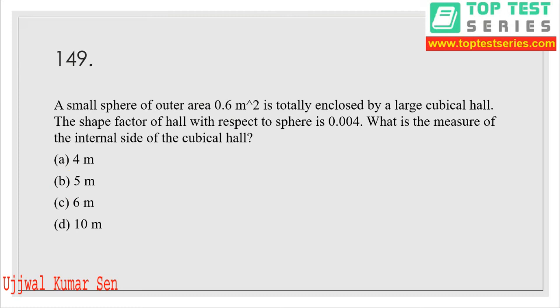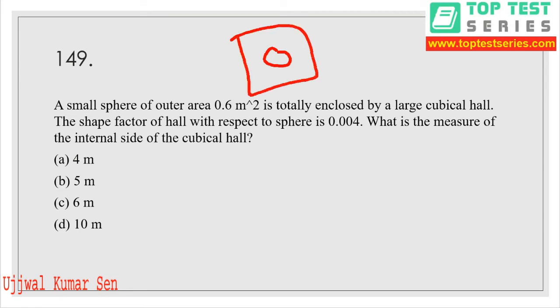Question number 149. A small sphere of outer area 0.6 meter square is totally enclosed by a large cubical hall. The shape factor of the hall with respect to the sphere is 0.004. What is the measure of the internal side of the cubical hall? Again, a very simple question, but an amazing one. From this question you will learn something at least. We have to find the measure of the internal side of the cubical hall. The small sphere is enclosed by a cubical shape.